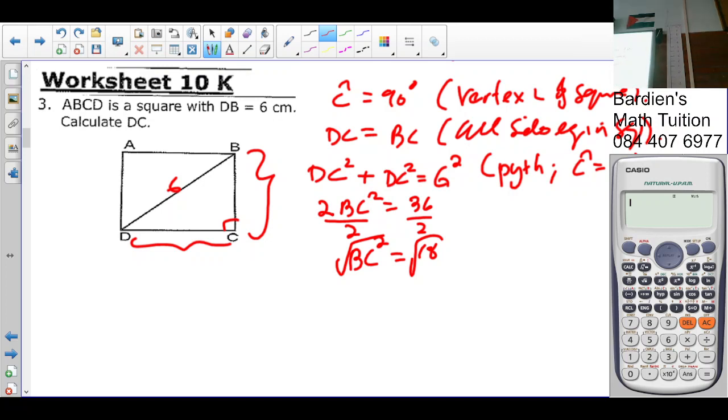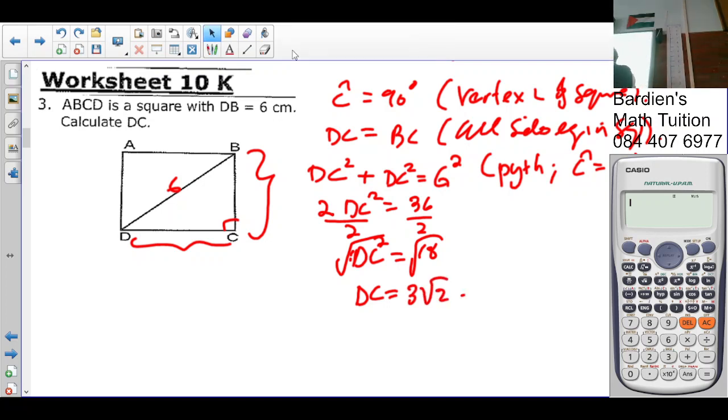Why am I writing BC? Suppose I've written DC. So that is going to be DC is equal to, put in the calculator, you should get 3 root 2. Okay. Next year we'll speak about how the square root of 18 becomes 3 root 2. So that's that. Let's carry on with our lives.